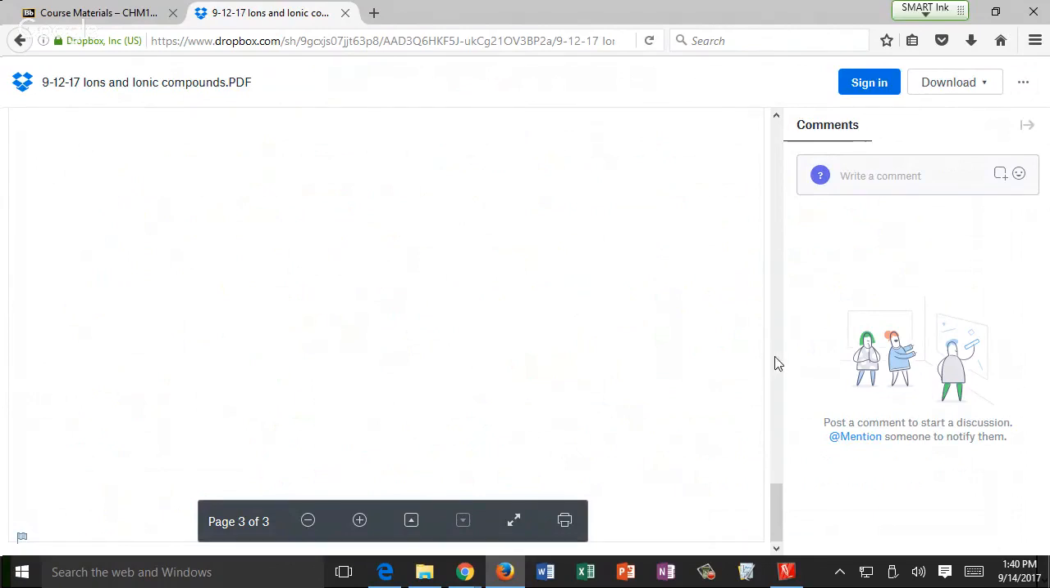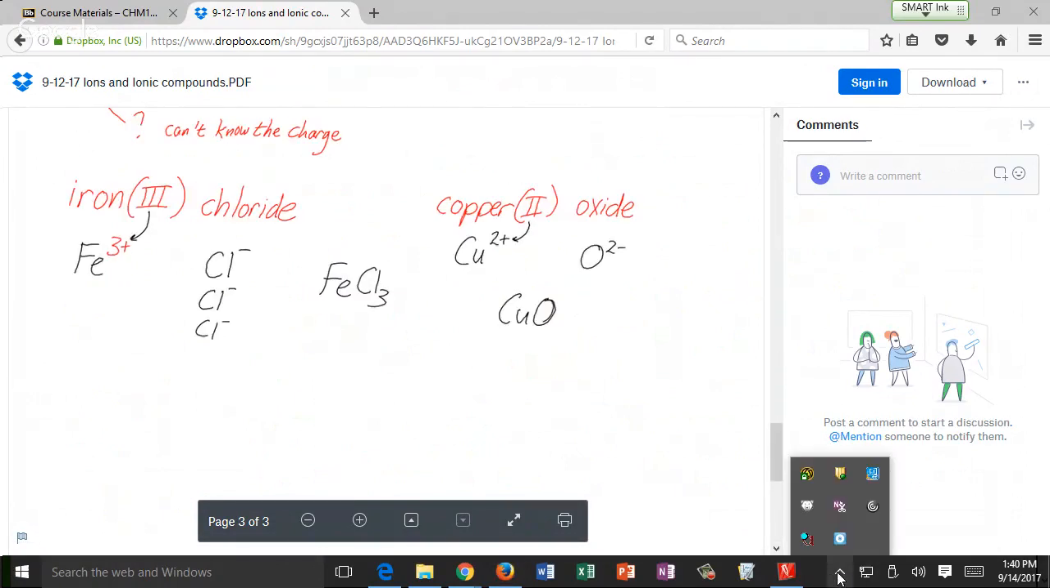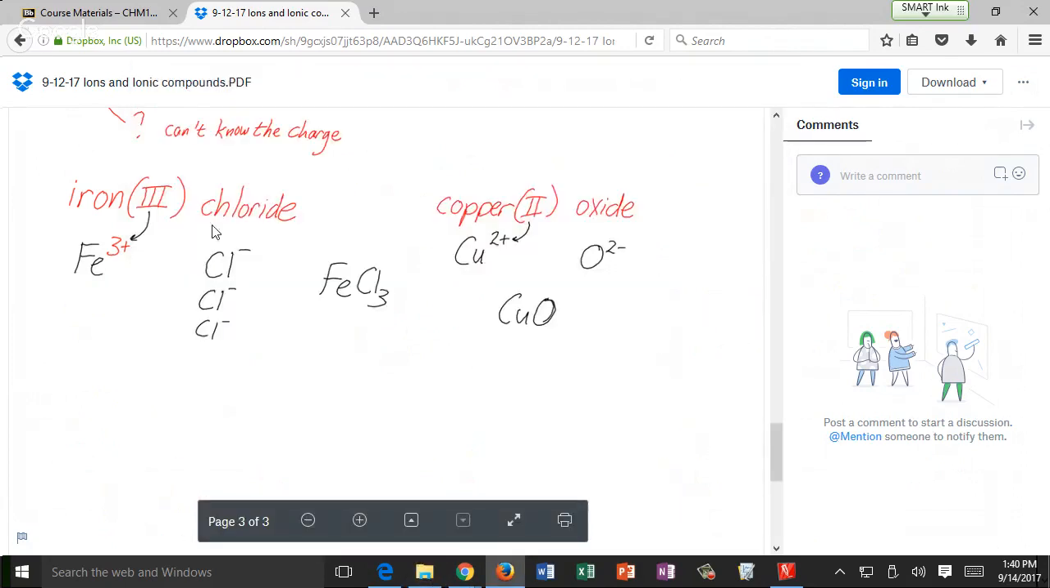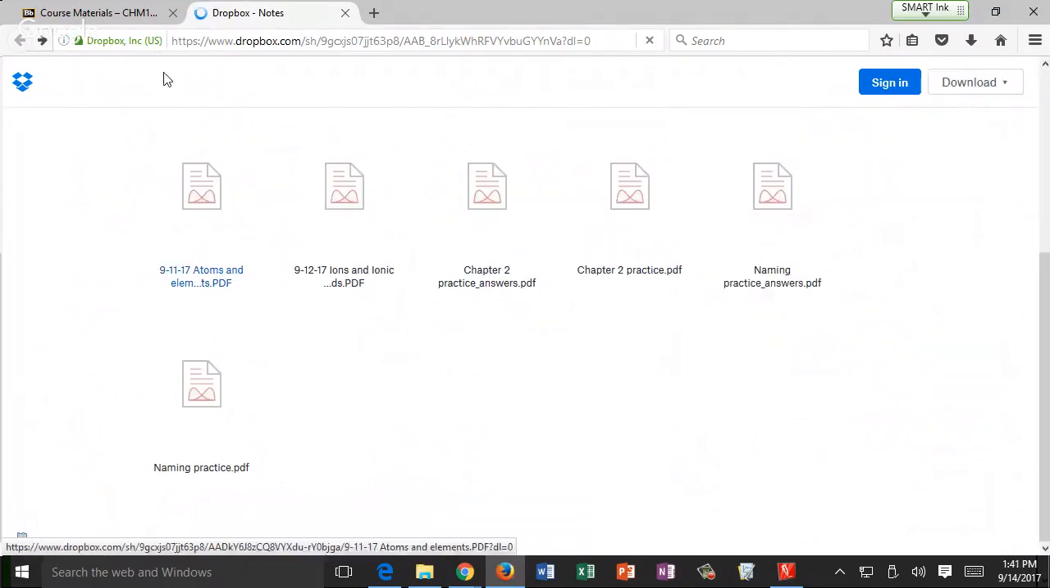Nope, it's not. What's going on here? Okay, we'll have to do that at the end of the class then because it didn't quite work. But all the notes from previous are on there. So you can look at all those.